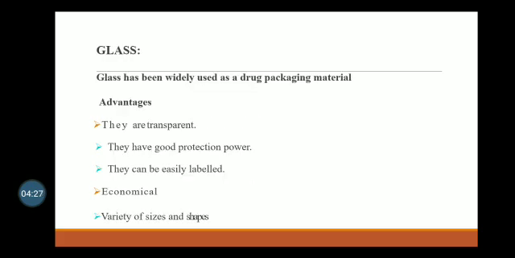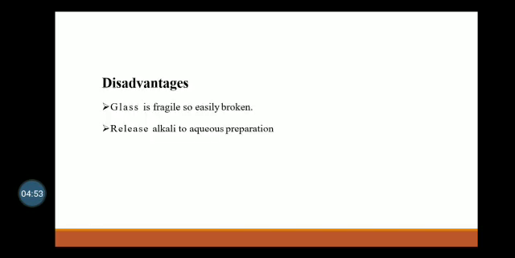Glass. Glass has been widely used as a drug packing material. Advantages: they are transparent, they have good protection power, they can be easily labeled, they are economical, and they are available in a variety of sizes and shapes. Disadvantages: glass is fragile, so it can easily be broken. It can release alkali to aqueous preparations.